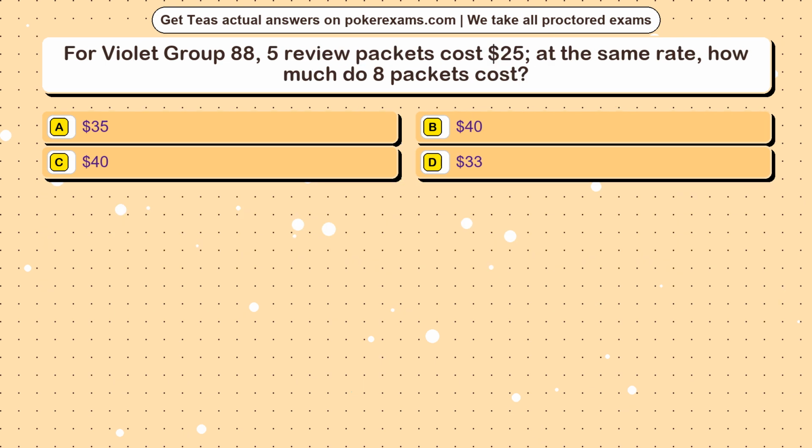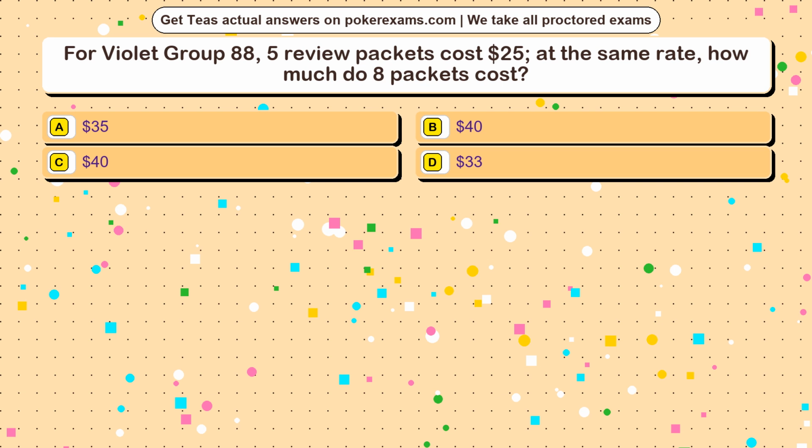Question 13. For Violet Group 88, 5 review packets cost $25. At the same rate, how much do 8 packets cost? Option A, $35. Option B, $40. Option C, $40. Option D, $33.